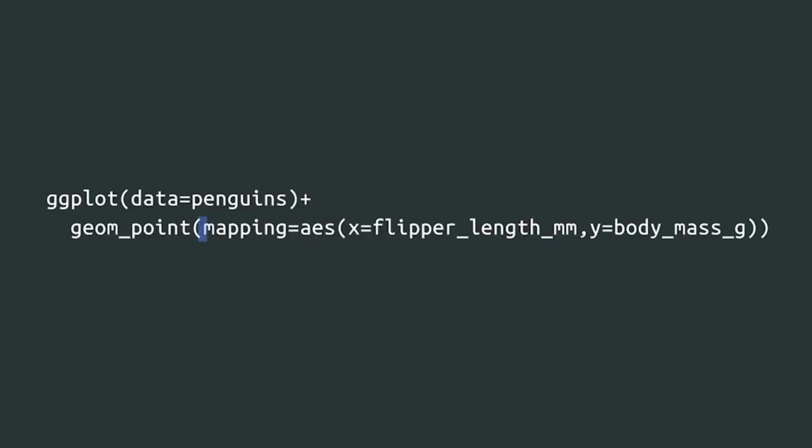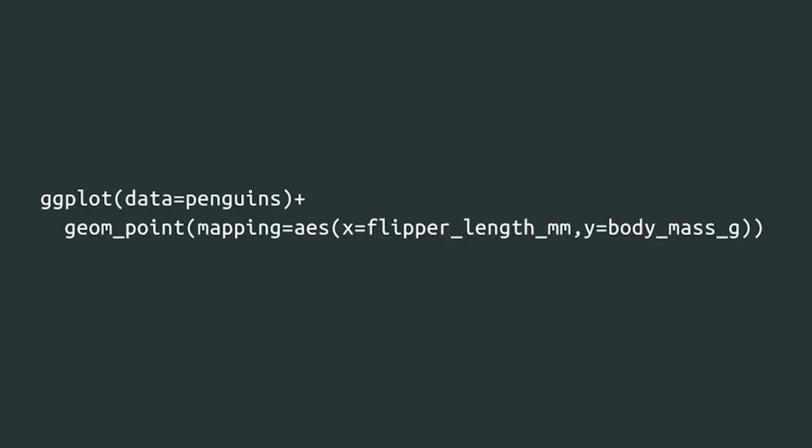Let's go back to our penguins dataset and review the code for our plot that shows the relationship between body mass and flipper length. As a quick refresher, the mapping equals aes part of the code tells R what aesthetics to use for the plot. You use the aes function to define the mapping between your data and your plot. Mapping means matching up a specific variable in your dataset with a specific aesthetic.